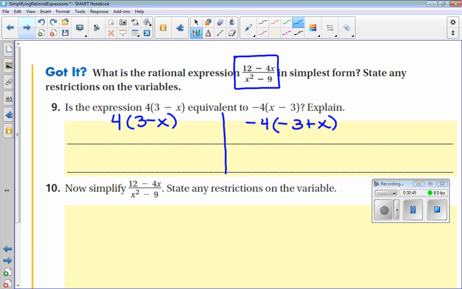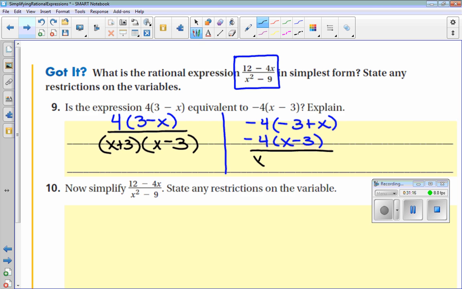So we have 2 options. Which one is the better option? It's actually the second one, and I'm going to tell you why. Don't I have to factor the bottom too? When I factor the bottom, what are the 2 factors down there? X plus 3 and x minus 3.